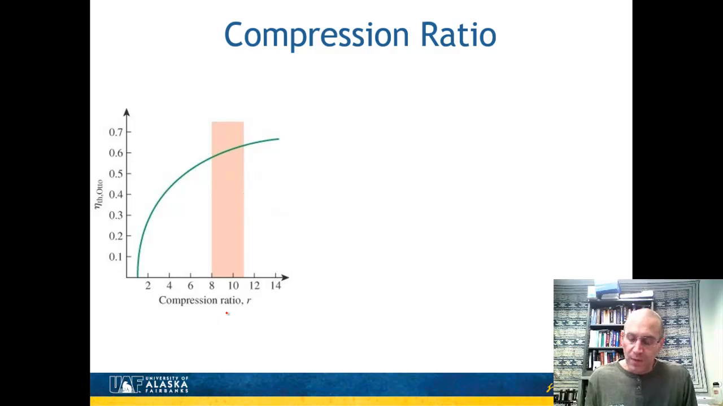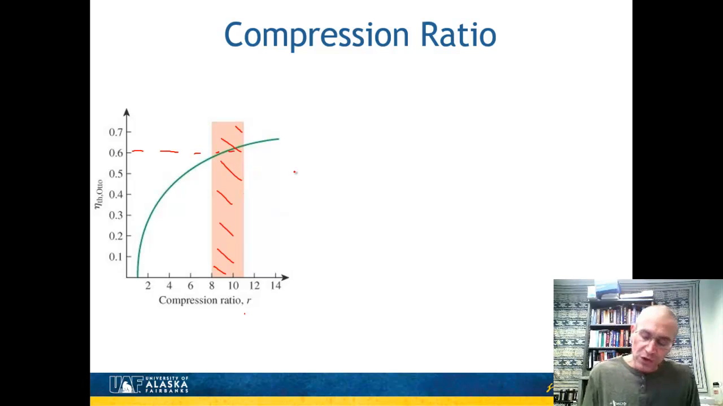Here we've got a plot from the book of the compression ratio r and the efficiency. One of the things we realize is that as the compression ratio increases, the thermal efficiency increases. So that says you want to run at high compression ratios. In fact, in this diagram, somewhere between about 8 and 11 is typical for Otto engines. And so you can have theoretical efficiencies, again, these are theoretical, on the order of 50 or 60%.